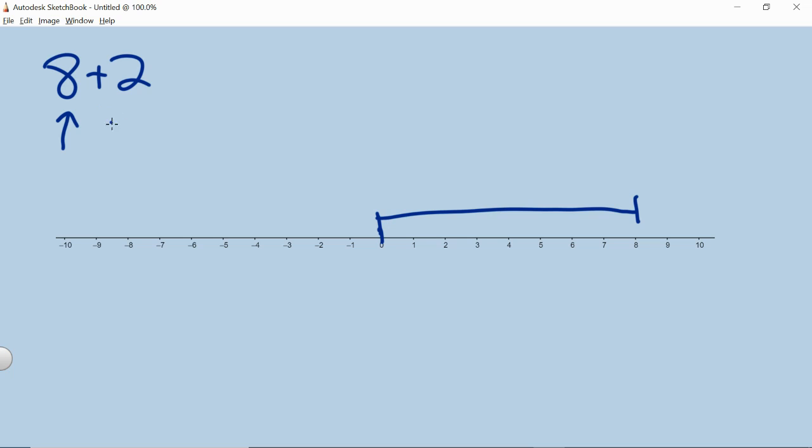Now, if we're adding 2, you know that when you add positive 2, we're going to keep going to the right. We're going to go 1, 2 more to the right, and we end up at our answer, which is positive 10. So we went out 8 to the right, because that's where we start. Positive 8 is 8 to the right. And we went 2 more to the right, because that's what you do when you add a positive number. Okay, that's just a little bit of a review that's going to help us do the next one.